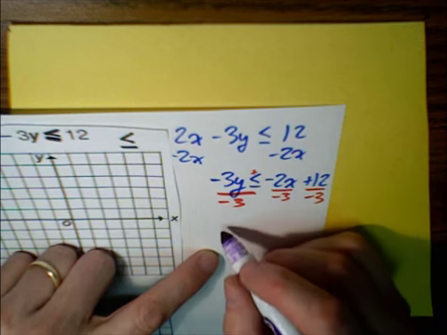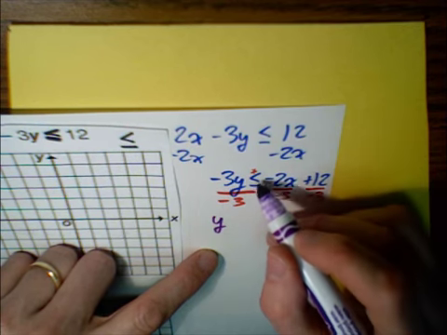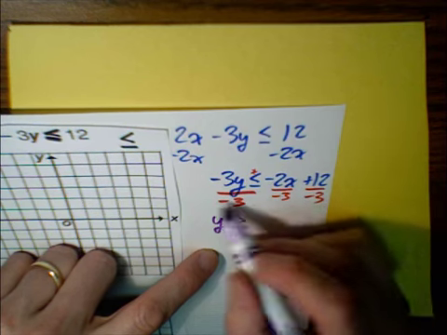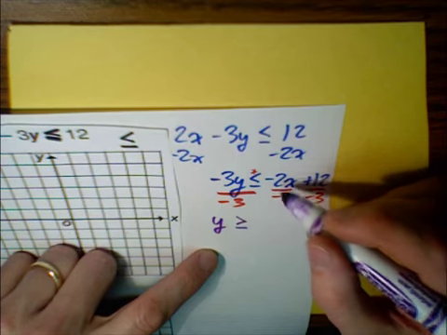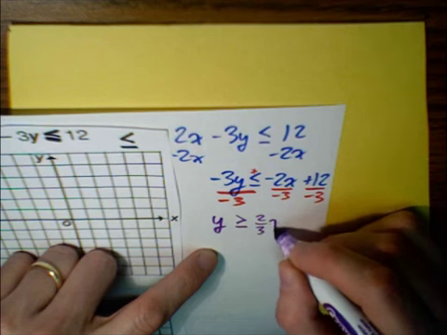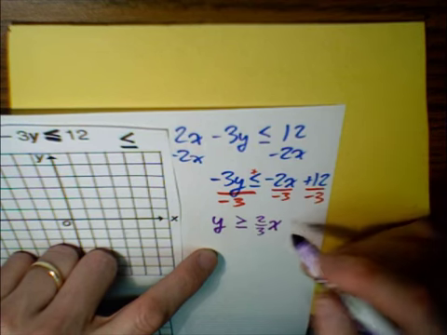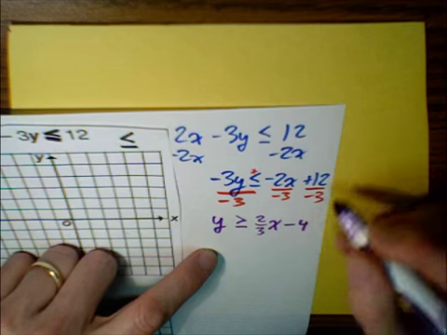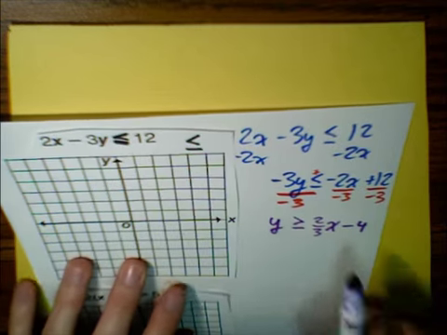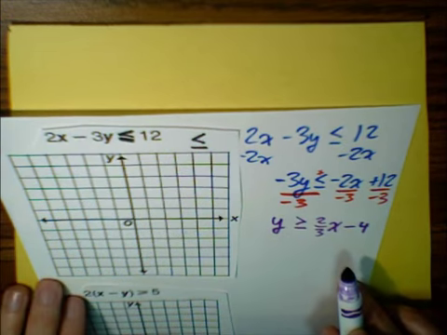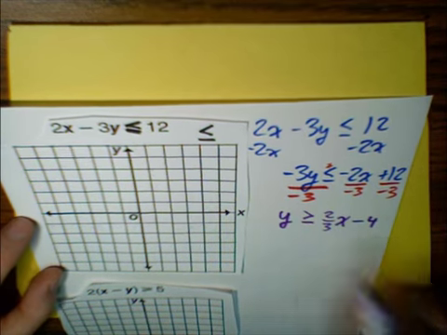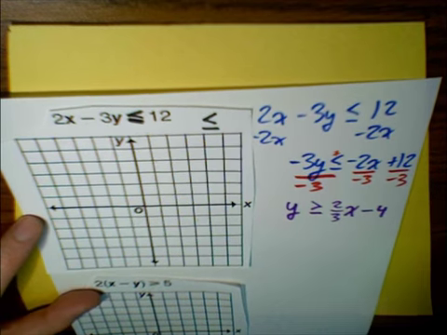Negative 3y divided by negative 3 is just y. The inequality symbol has to reverse direction because we just divided by a negative. And negative 2 over a negative 3 is a positive 2/3 x. And we have a negative 4, 12 divided by negative 3. So finally we have our inequality, and it's been solved for y. It's also in y equals mx plus b form. So our y-intercept is negative 4.